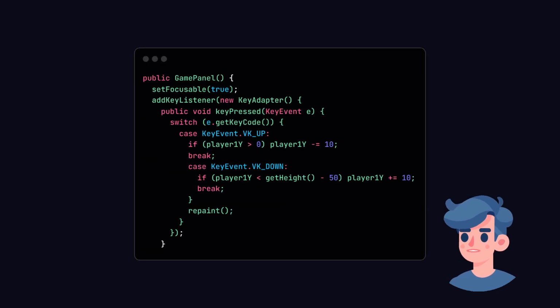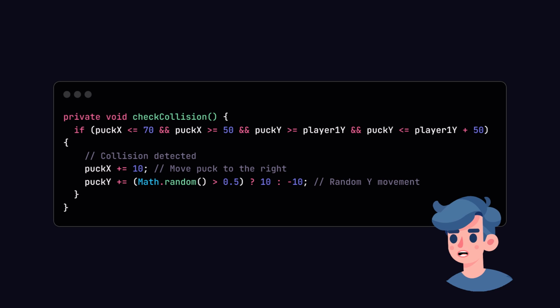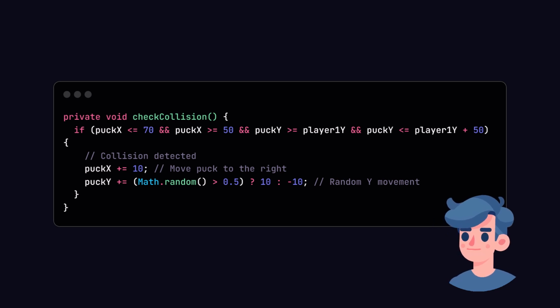Let's add keyboard controls to move the player up and down. Override the keyPressed method in the game panel class and add key bindings to handle player movement. Now when you run the game and press the up or down keys, you should see the player moving on the screen. Next, let's make the puck move when the player hits it.